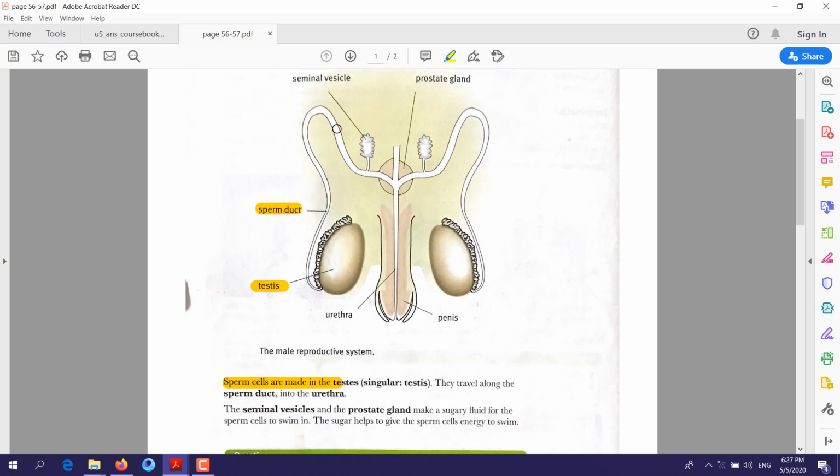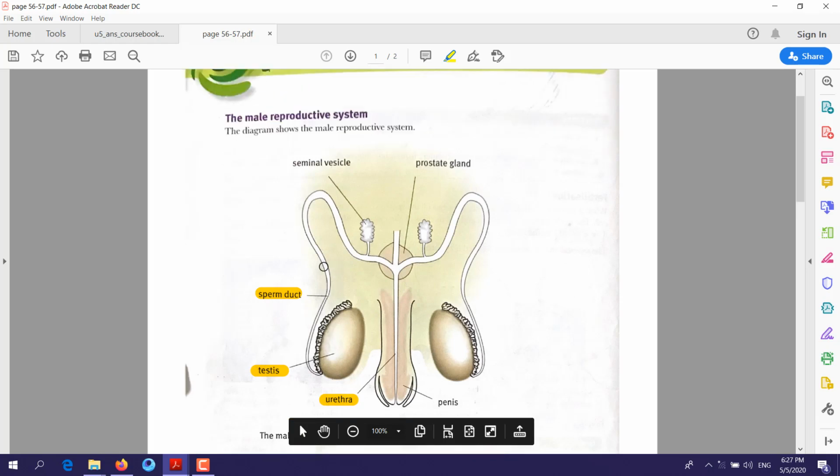Then, after the sperm duct, we have this part, this tube, that lets the sperm go outside the penis. This part we call the urethra. Now, these are the three main parts of the male reproductive organ: testis, sperm duct, and the urethra.